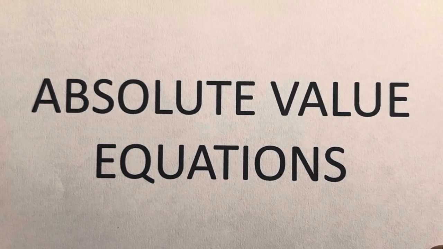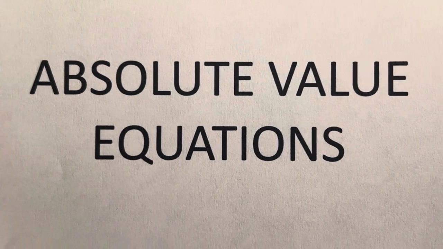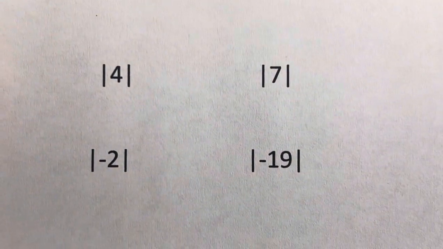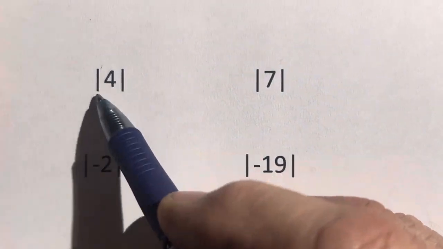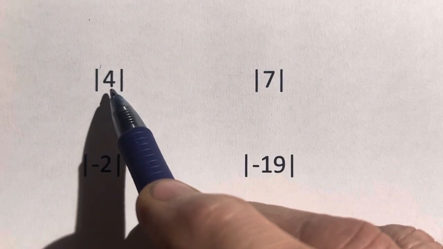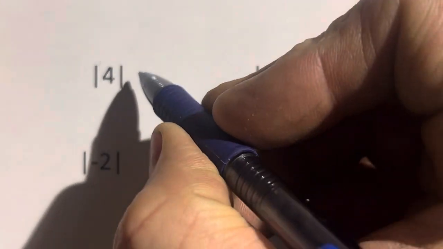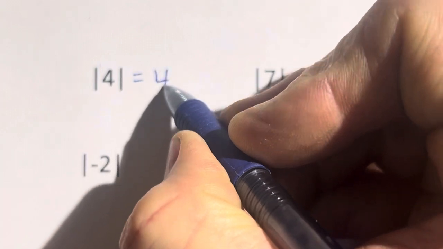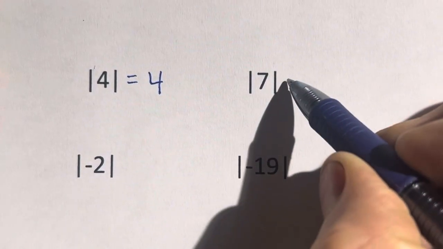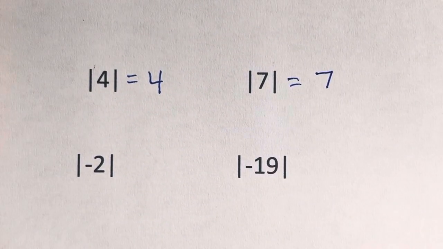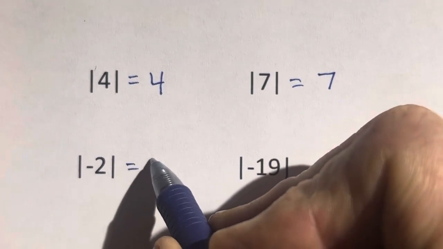Today we are looking at absolute value equations. First of all, let's talk about absolute values. When you have these straight bars, that's the absolute value of 4. That means how far is this number from 0? That's 4. Absolute value of 7 is 7. The absolute value of -2, though, is 2.